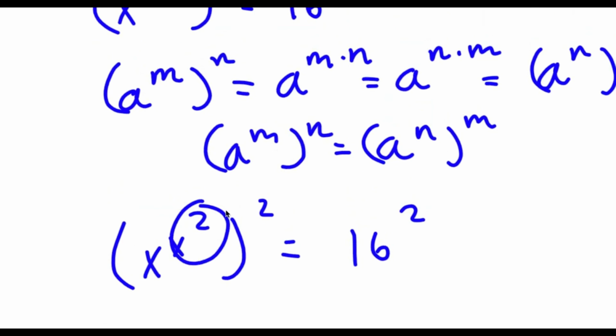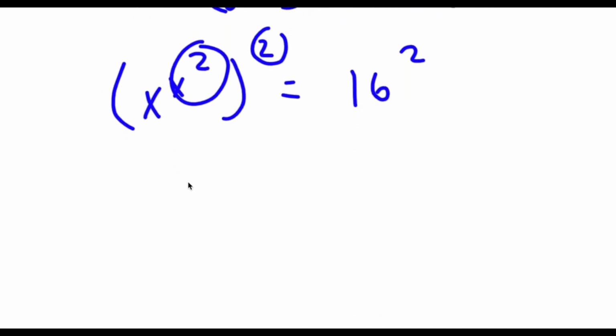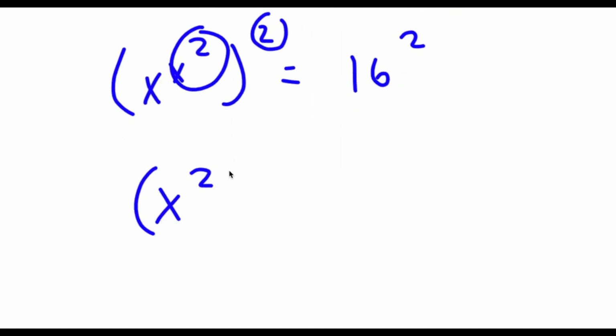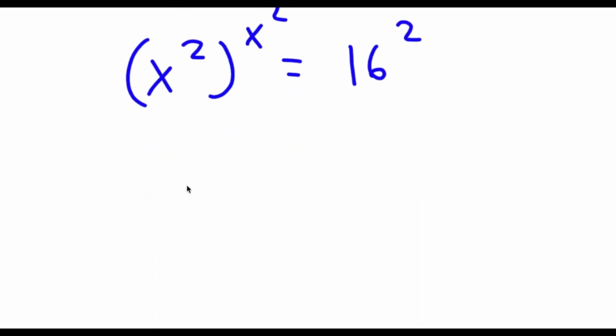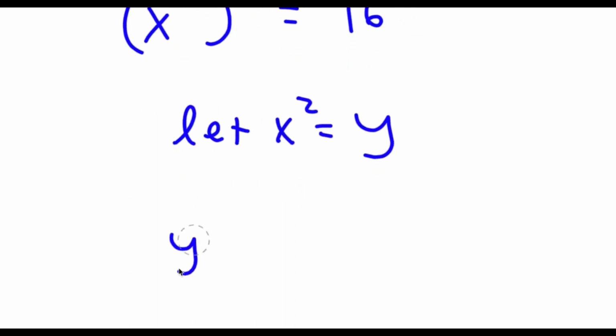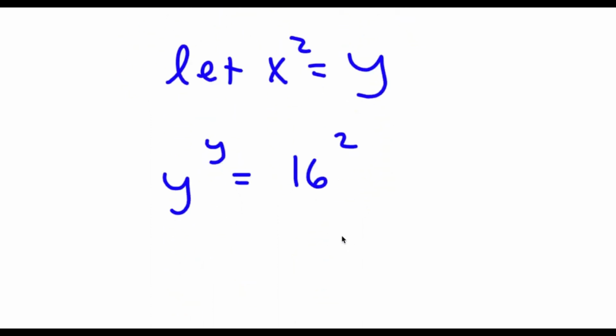So we can think of x to the power of 2 as m and 2 as n. This is the same thing as a to the power of n to the power of m, meaning if we change these two places, it's going to equal x to the power of 2, to the power of x to the power of 2, which is equal to 16 to the power of 2. Now I'm going to let x to the power of 2 equal the variable y. So now I have y to the power of y is equal to 16 to the power of 2.